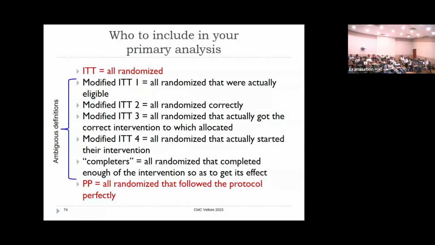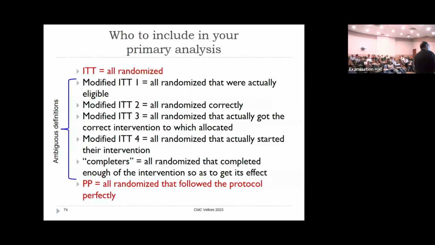Or all randomized that actually started their intervention. Oh, because they actually did not even come. We randomized them. They said they were coming, but they didn't come to pick up the pills. They didn't want to do the exercise routine. They didn't want to do this. So they never showed up. So why do I include them? Again, that's also very ambiguous.